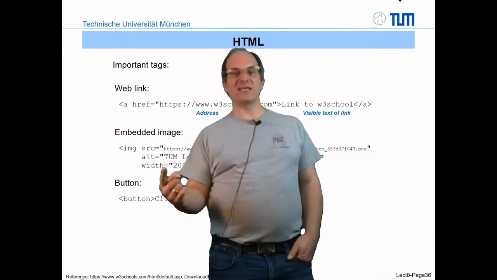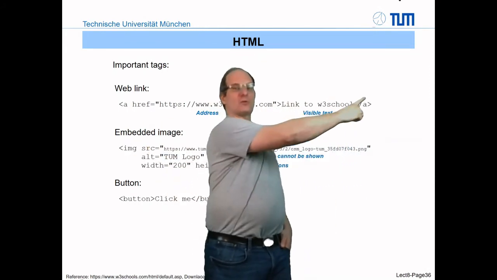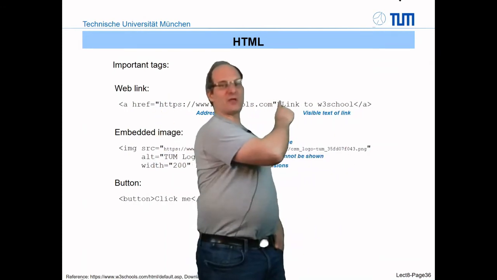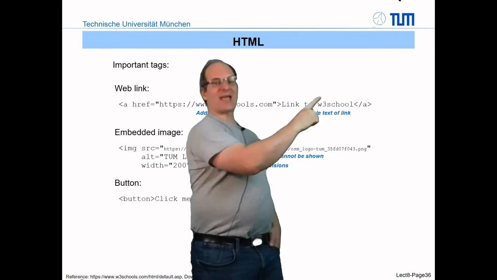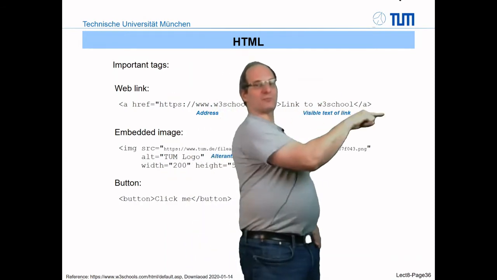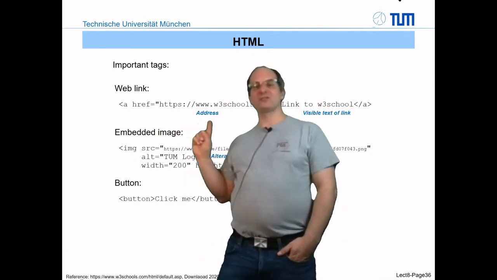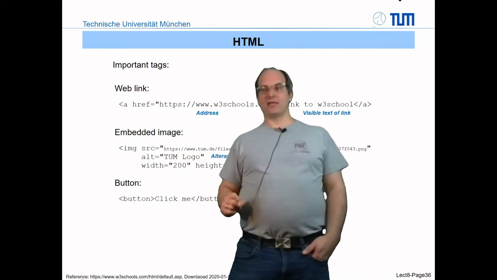So again, like in XML, you have information which is shown in the document, and you have attributes which describe this information or which add additional things to this information. In this case, it adds the real link. So if you push onto this link, it will jump to this web page. And you have a start tag and an end tag again.